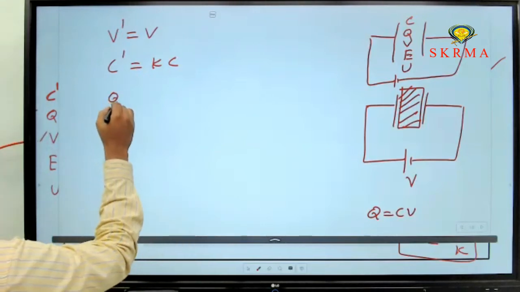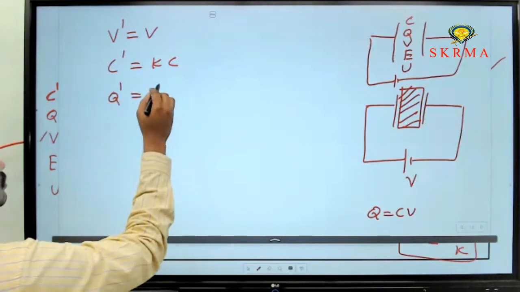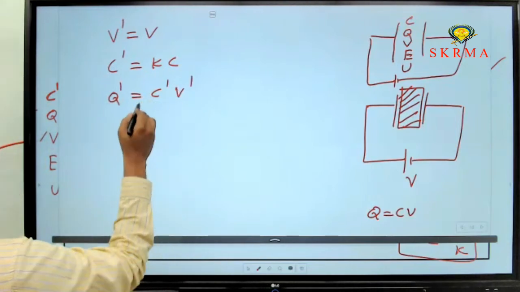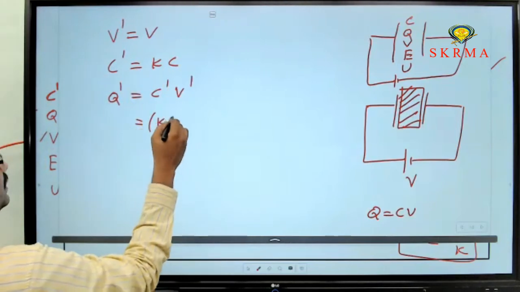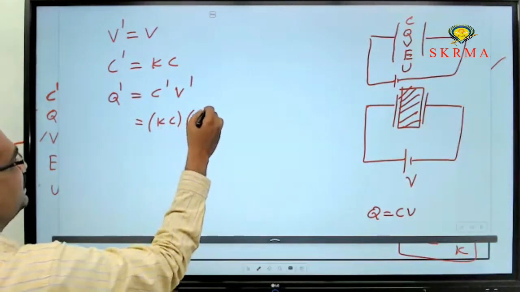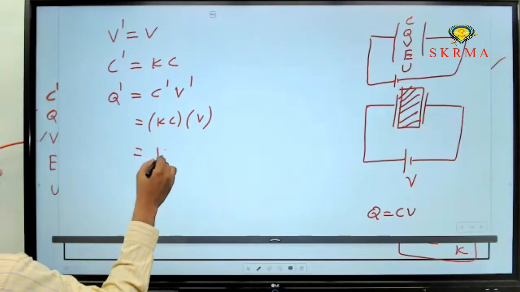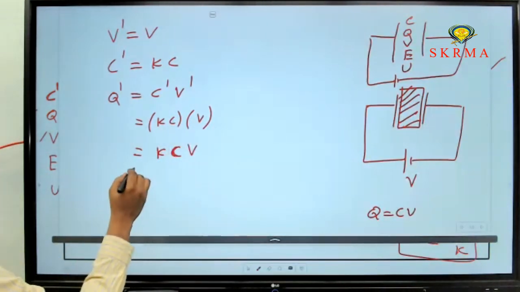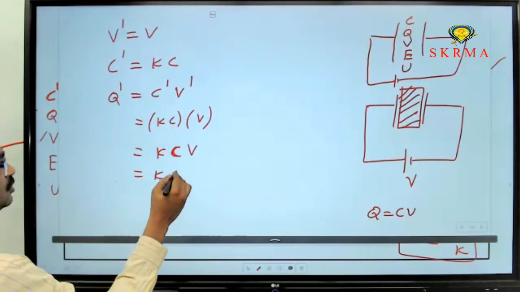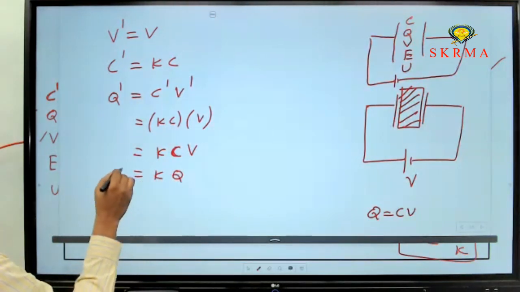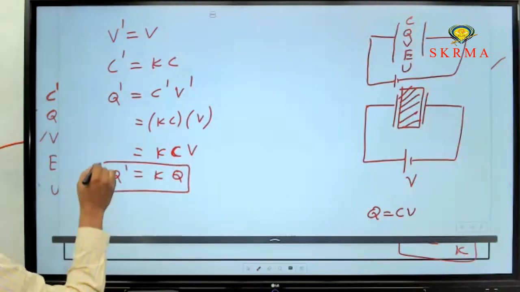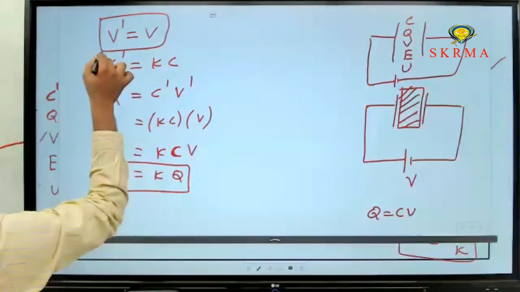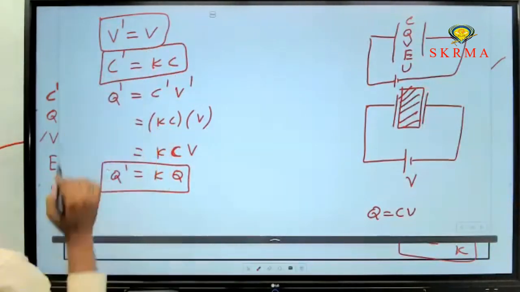Now Q dash, new charge equal to Q equal to CV, na? So C dash into V dash. What is the value of C dash? K into C. What is the value of V dash? V only. K into C into V, or K into Q. This is the new charge. New charge value is how much? K into Q. New potential is V only. New capacitance is K into C.